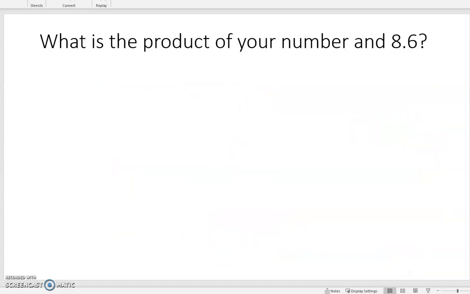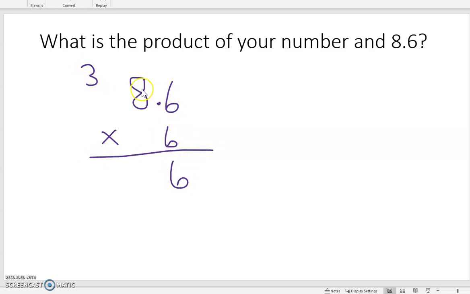Slide 11 is finding the product of your number and 8.6. Product means to multiply. Make sure you're showing your work. So I want to see the multiplication step out like this. 6 times 6 is 36. 6 times 8 is 48, plus 3 is 51. Because I have 1 decimal point originally, I have 1 decimal point in my answer.